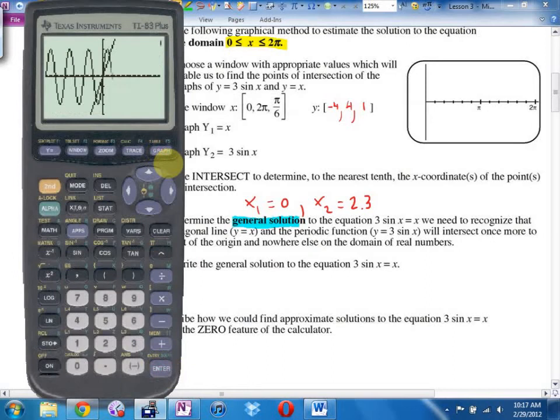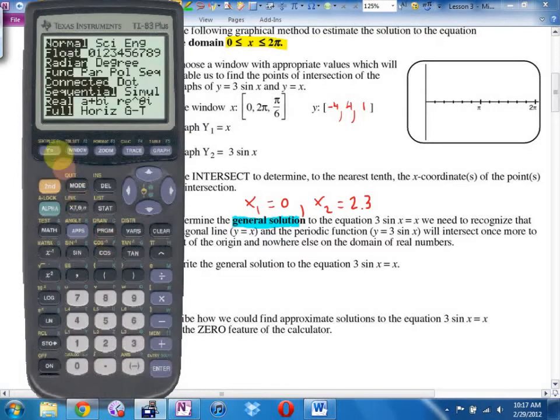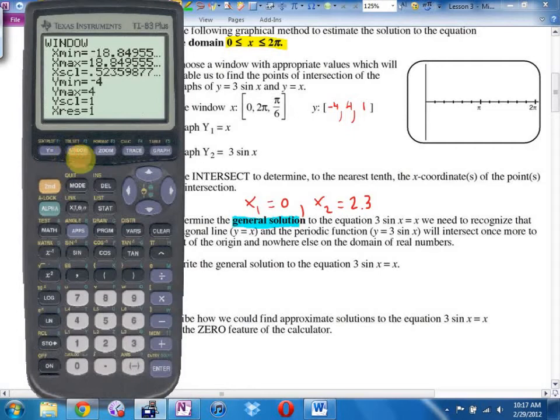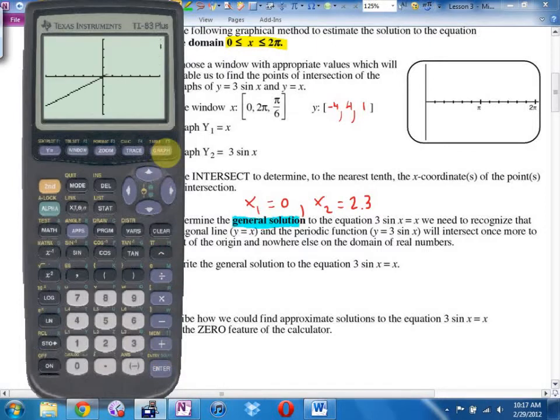Oh. First of all, how many answers are there? 2.3, and I think I can zoom in a bit more, so I zoomed out way too much. I don't like this window. I'm going to go window. How about negative pi to positive pi? I kind of looked at my graph and I noticed my hash marks, and I said if I go 6 hash marks left and 6 hash marks right, that should, let's see. Oh, yeah, that's nice.